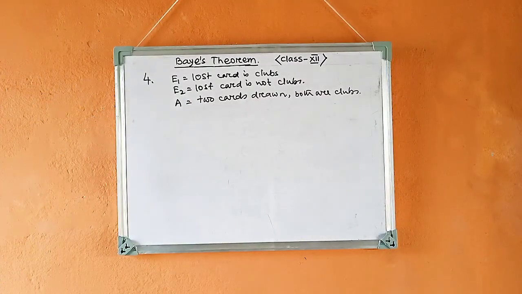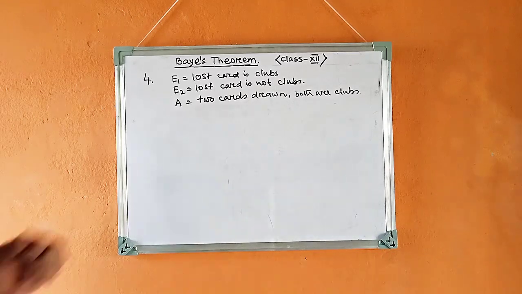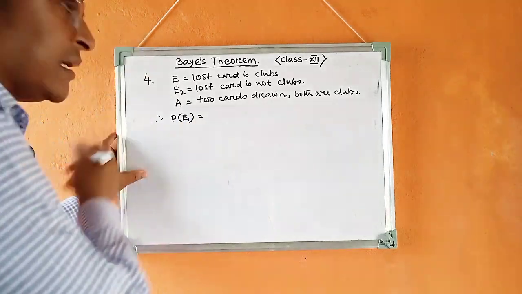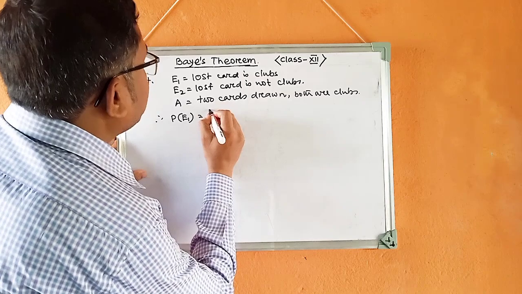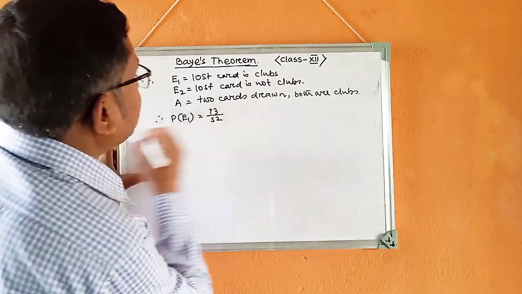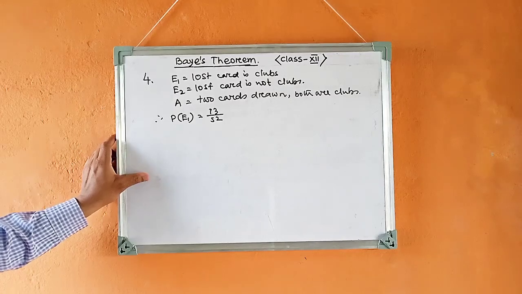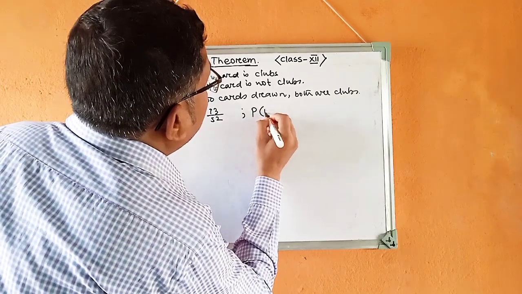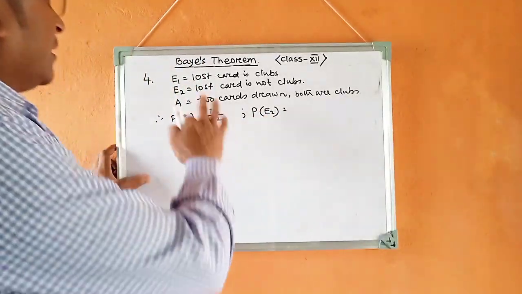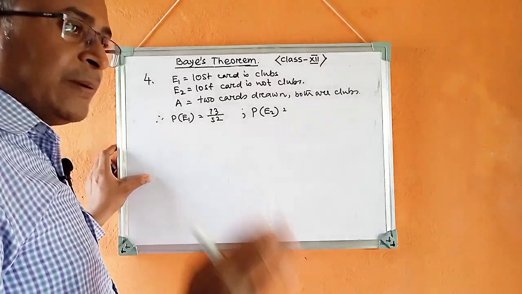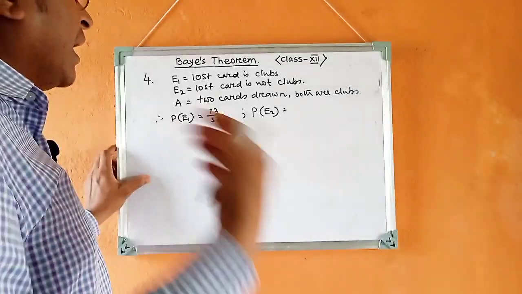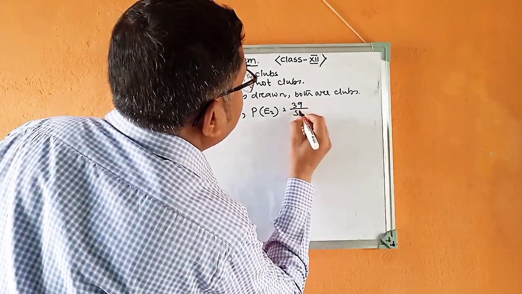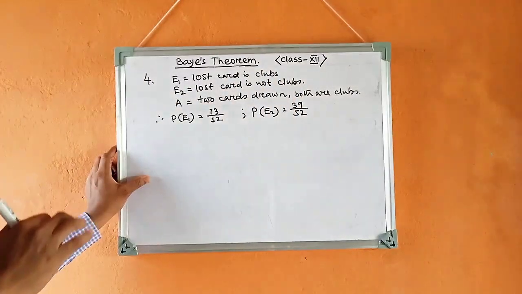Now the probability of event E1. See carefully. P(E1), the probability of event E1: there are 13 club cards out of 52 cards, so 13 divided by 52. Now the probability of event E2, that means not a club. Out of 52 cards, 13 are clubs, so the remaining are 39 cards. So 39 divided by 52. That is not a club card.